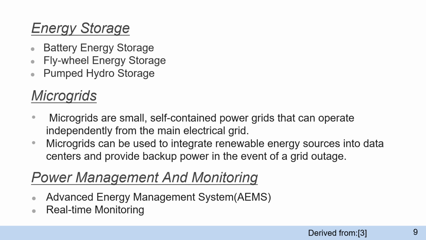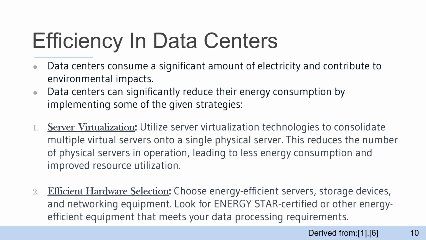Next, implementation of microgrids. Microgrids are small self-contained power grids that can operate independently from the main electrical grid. Microgrids can be used to integrate renewable energy sources into data centers and provide backup power in the event of a grid outage. Next is power management and monitoring. Advanced Energy Management System, that is AEMS, can be used in power management. Then also real-time monitoring.